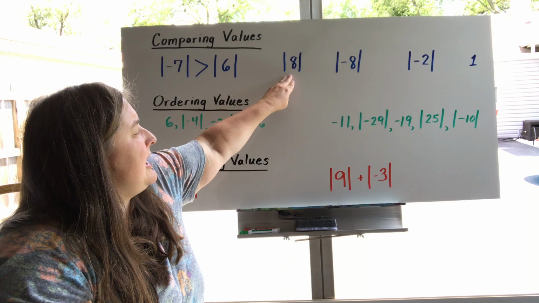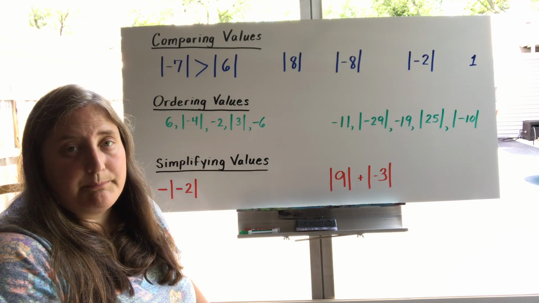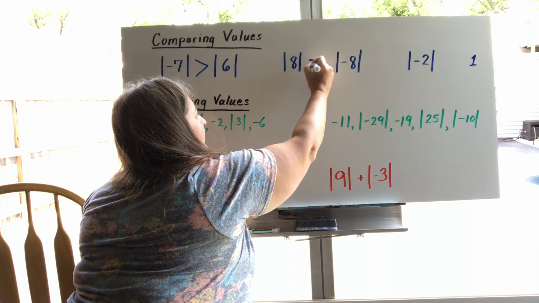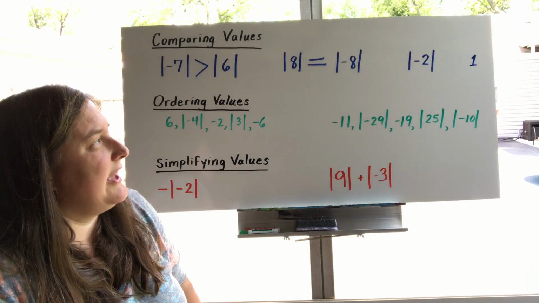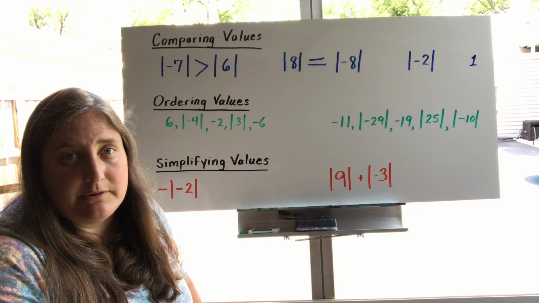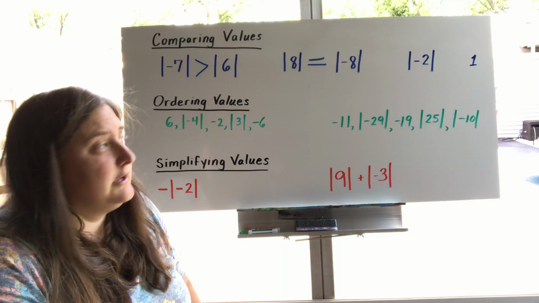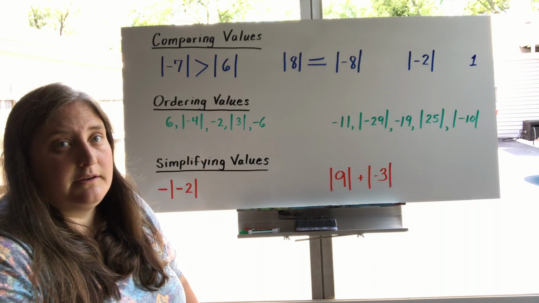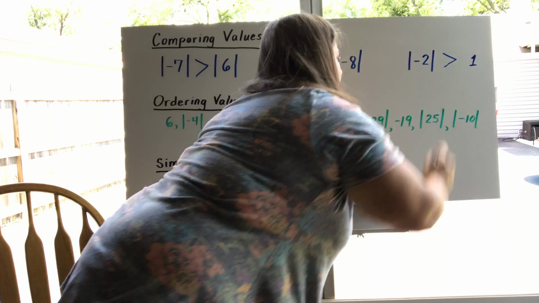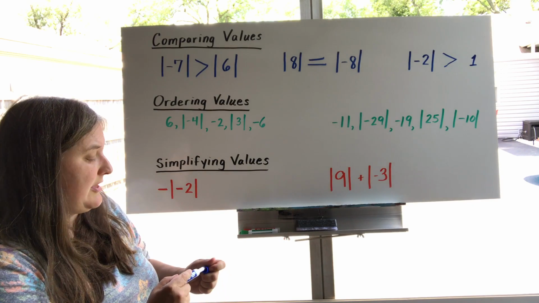Here we're comparing the absolute value of 8 and -8. Both 8 and -8 are both 8 spots from 0, so they're actually equal. And our last example there, we have one number that's in the absolute value symbol and one that is not. So the absolute value of -2 is 2 compared to 1. -2's absolute value is greater. So that's one thing we can do with our numbers and absolute values, compare them.